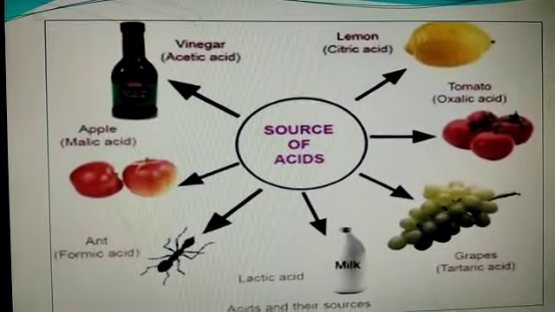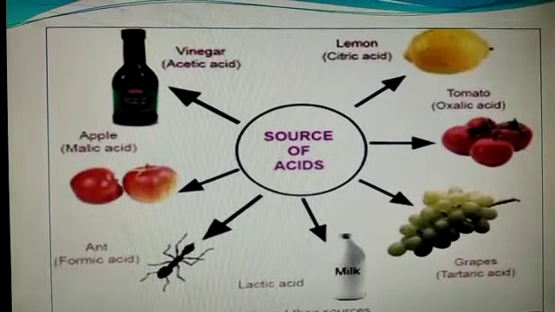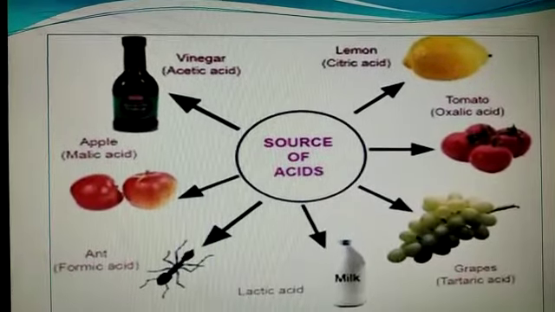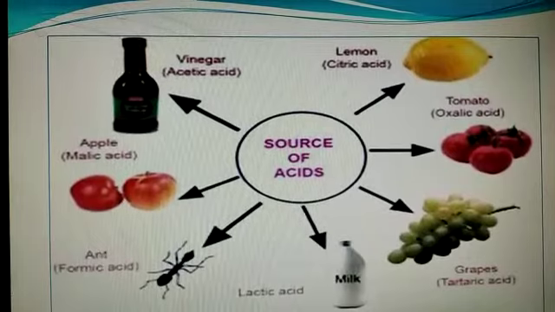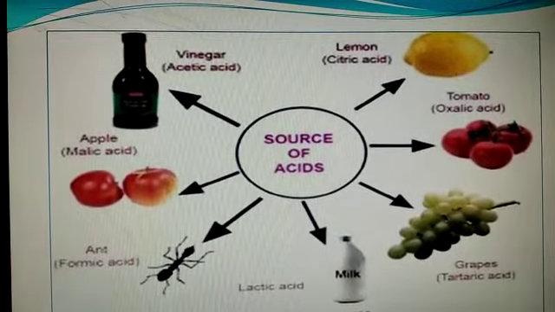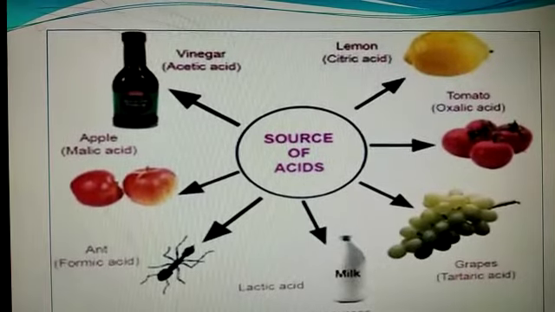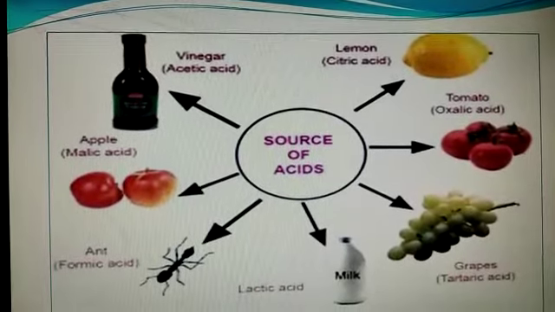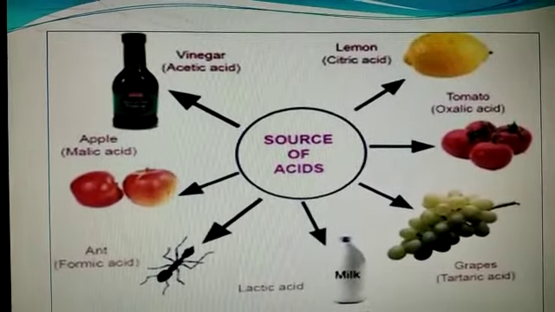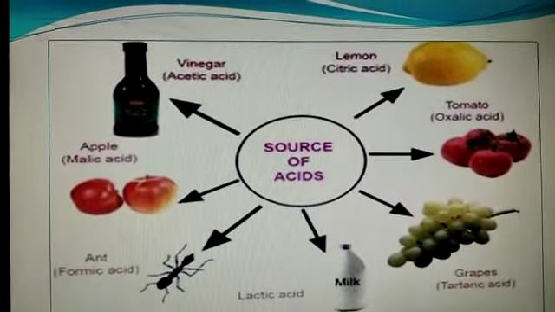Acetic acid can be obtained from vinegar. Citric acid can be obtained from lemons or oranges. Oxalic acid can be obtained from tomatoes. Tartaric acid can be obtained from grapes. Lactic acid is obtained from milk. Formic acid is obtained from ants' stings, while malic acid is obtained from apples.